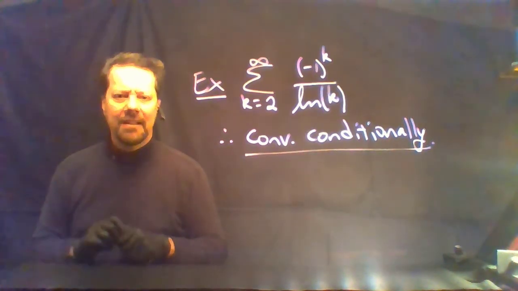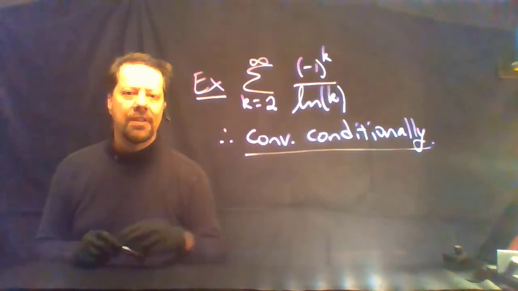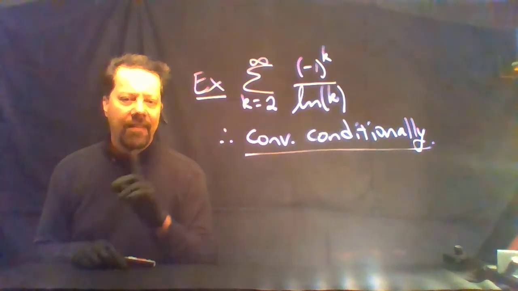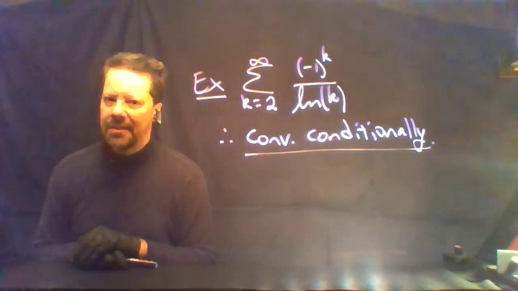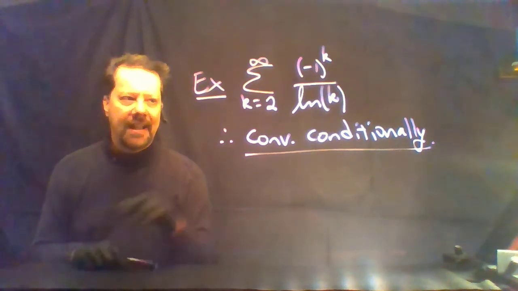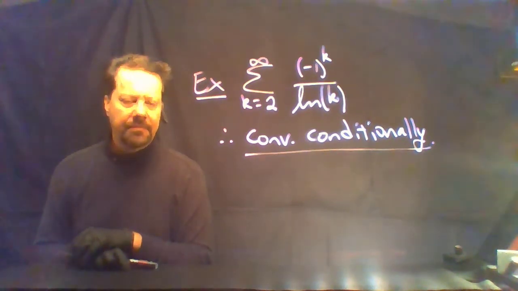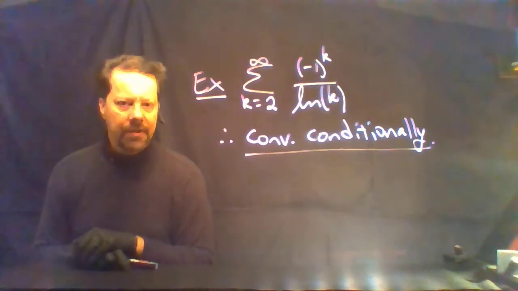That was a fairly complicated argument. First, we showed that it converges using the alternating series test. Then, we did a direct comparison to the harmonic series, which diverges. And that implies that in absolute value, this series diverges, and therefore it does not converge absolutely, it converges conditionally.